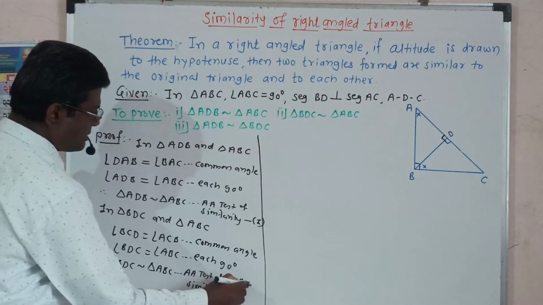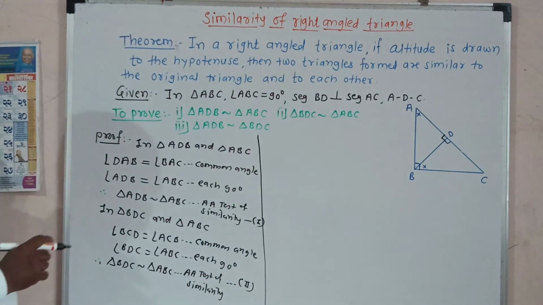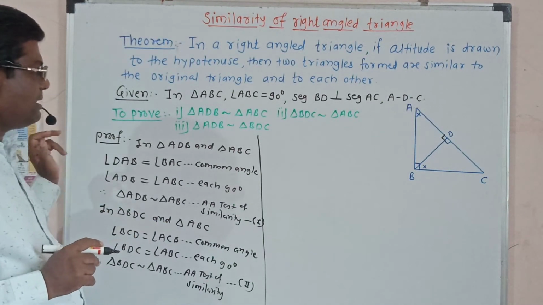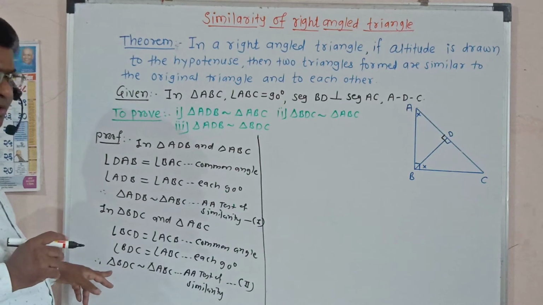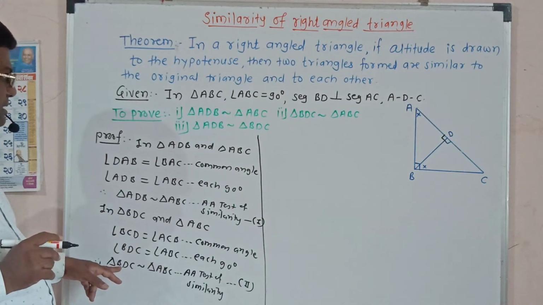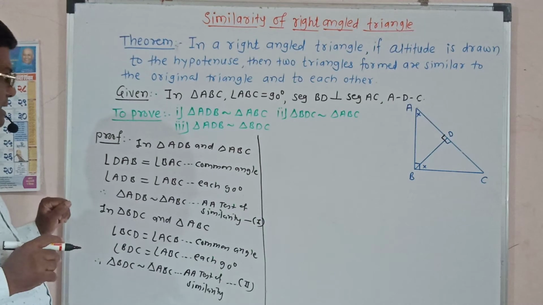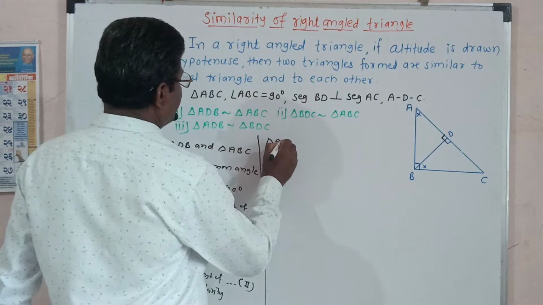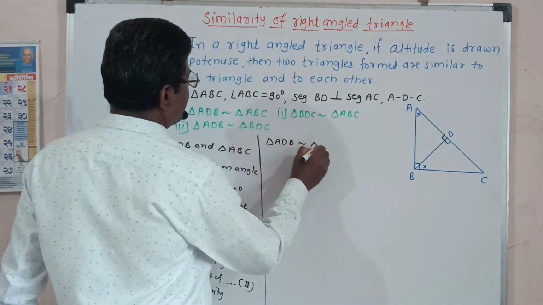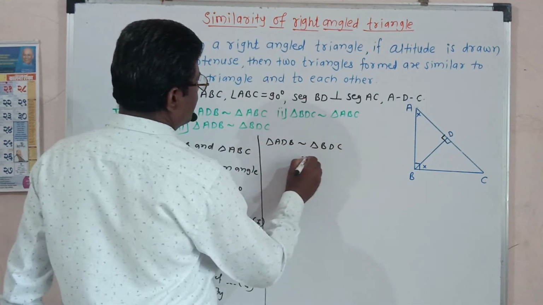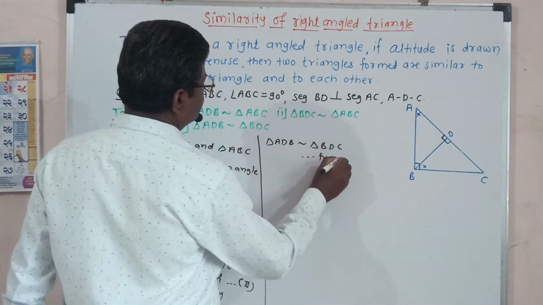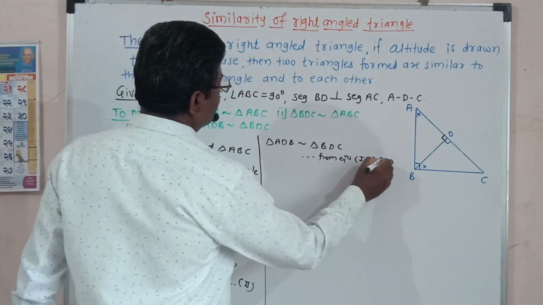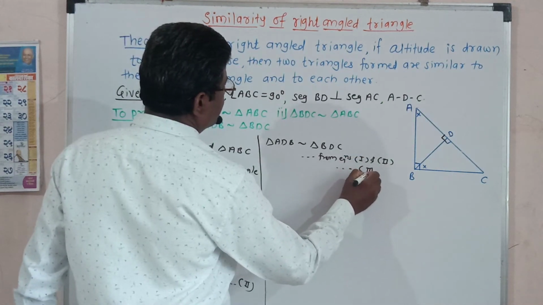This is equation number 2. In equation 1, triangle ADB is similar to triangle ABC. In equation 2, triangle BDC is similar to triangle ADB. Therefore we write triangle ADB similar to triangle BDC, from equations 1 and 2, and let this be equation number 3.